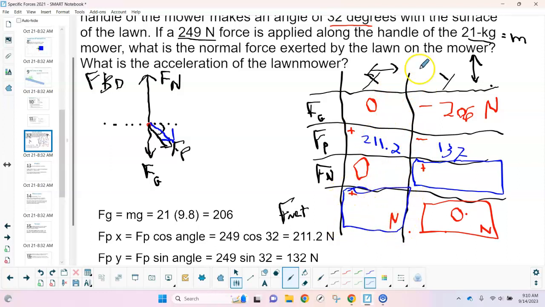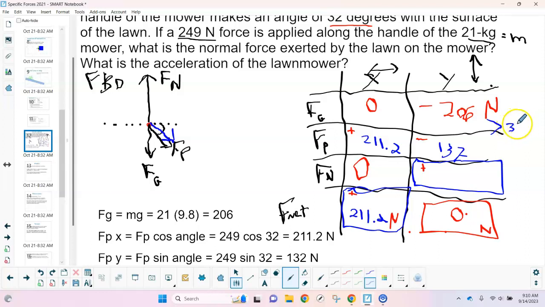So if you look at this table, we have all the stuff filled in. So now we can just do the math. So 0 plus 0 plus 211.2 is 211.2. So 211.2 is the net force acting on this lawnmower. It's a pretty big force, but doable by a person. The other forces, the 206 and 132, we add them to some normal force and we get 0. So these two together, if I put them together, would get me 338 in the negative direction.